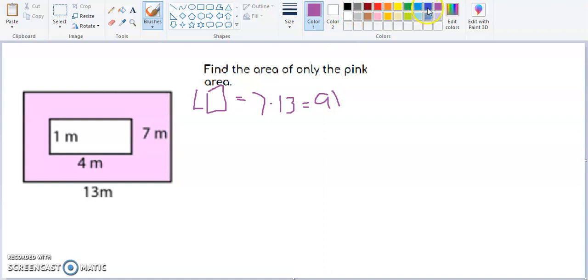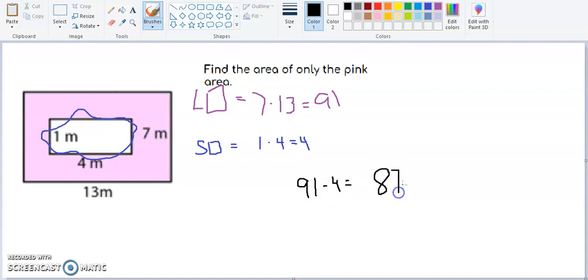Okay, and then I need to find the area of my little rectangle, which is right here, this little white one. Okay, call it small rectangle. And it's again base times height, so this time it's 1 times 4. It's going to get me 4. And because this time they were together, I'm going to have to do subtraction. So 91 minus 4 is going to get me 87. And of course, I need a label. So 87 meters squared. There we go.